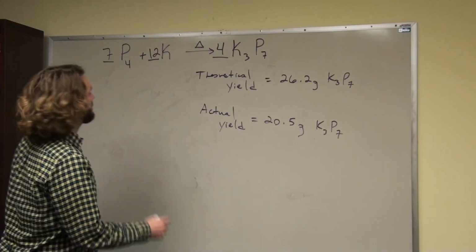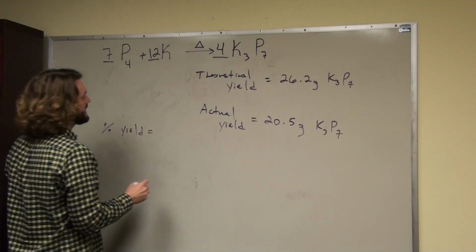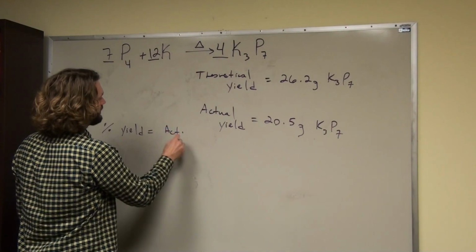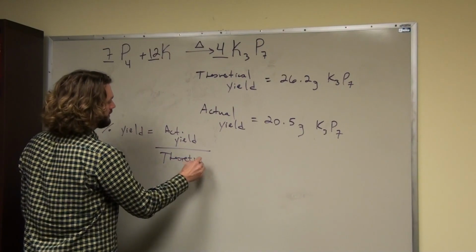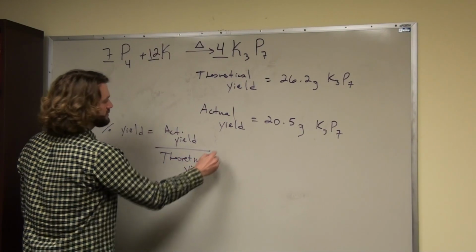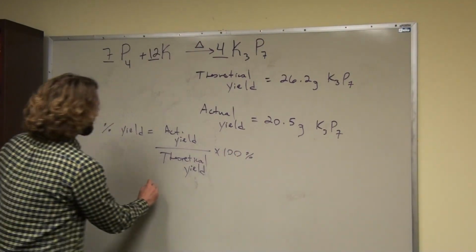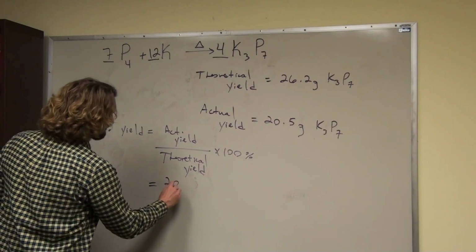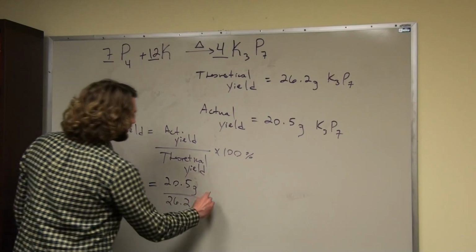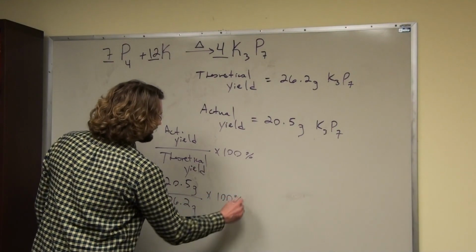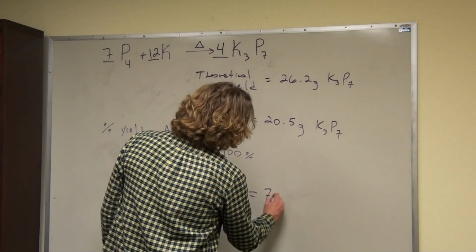So the way that we calculate the percent yield is as follows. We're going to take this actual yield, divide it by the theoretical, and just multiply by 100 to convert it to a percentage. Okay, so if we do that, we have our 20.5 grams, divided by our 26.2 grams, multiplied by 100%. And we see that our percent yield for this reaction is 78.2%.